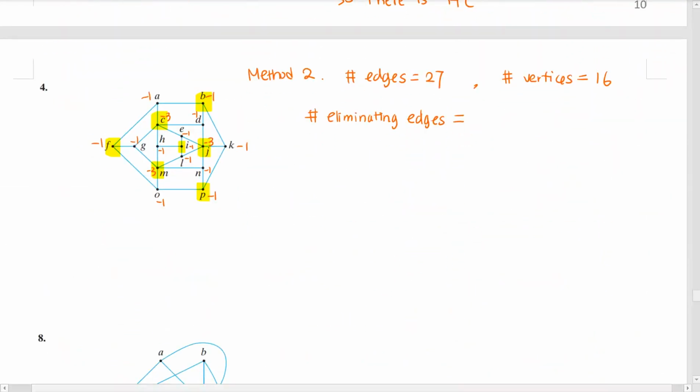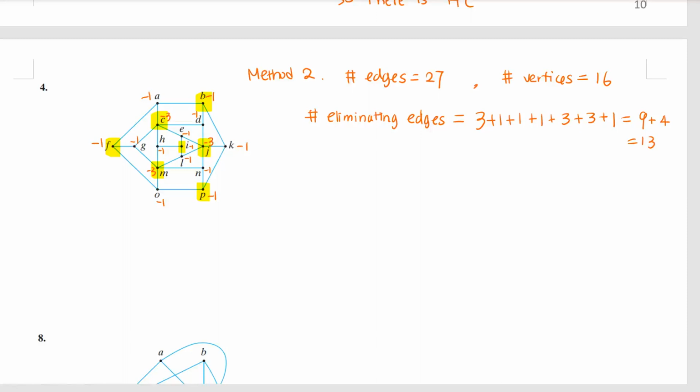So let's count. We have 3, that's C, and B is 1. F is 1. I is 1. J is 3. M is 3. P is 1. So you can see we have 3 copies of 3, that is 9. And 1, 2, 3, 4. 4 copies of 1. So 9 plus 4 is 13. Okay, so the number of eliminating edges is 13.